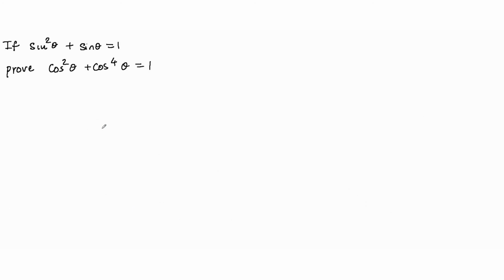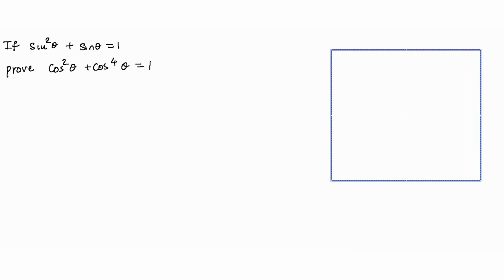Let's take a look at this question now. If sine square theta plus sine theta is equal to 1, prove that cos square plus cos raised to 4 theta is also equal to 1. Now what comes to my mind is, I know that sine square plus cos square is 1. So if I just go to my rough work and I start investigating cos square plus cos raised to 4, let's see what I get.